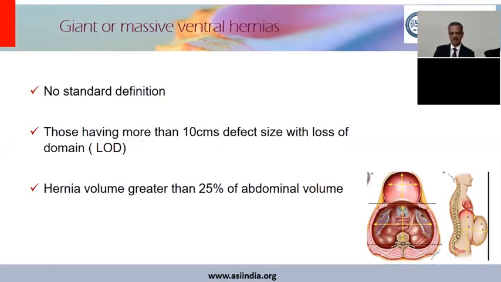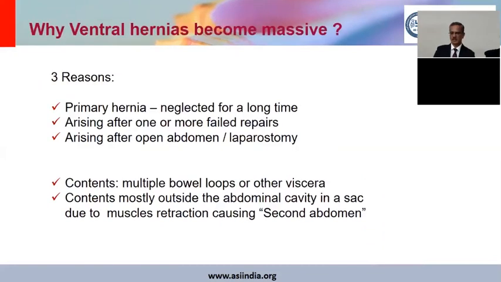If you do a CT scan and estimate the hernia volume and the abdominal volume, you can see that hernia volume is greater than 25% or 30% in these patients. So that's about how we say it is giant or massive hernia. Why do these hernias develop in the first instance?